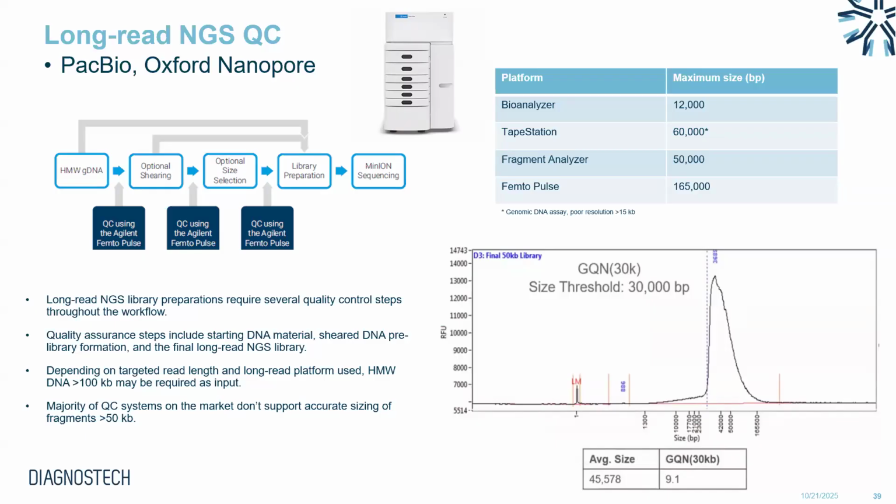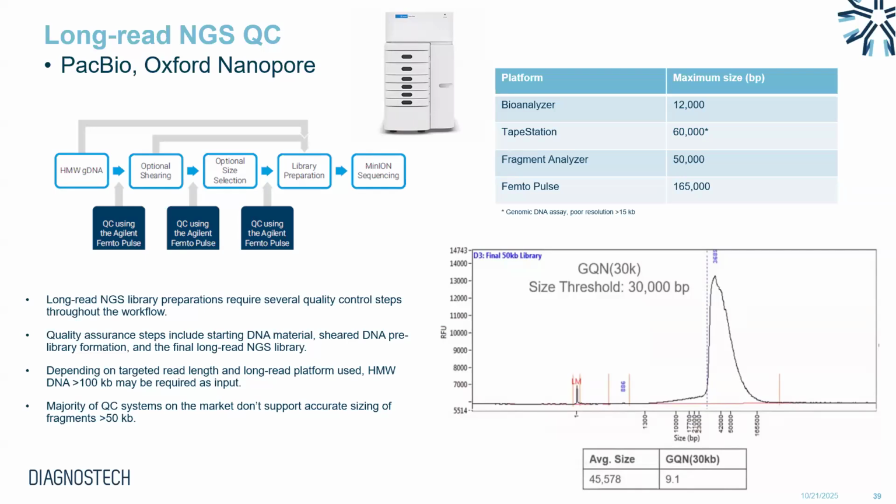So the high molecular weight samples are sheared to the target fragment size, and then an optional size selection step can be performed to ensure fragments are above the desired size cutoff. The femtopulse system is very beneficial here, as it offers an excellent solution for analyzing high molecular weight DNA samples with high accuracy. It utilizes a pulsed field electrophoresis technology, and that allows for precise quantification and qualification of DNA samples up to 165 kb.